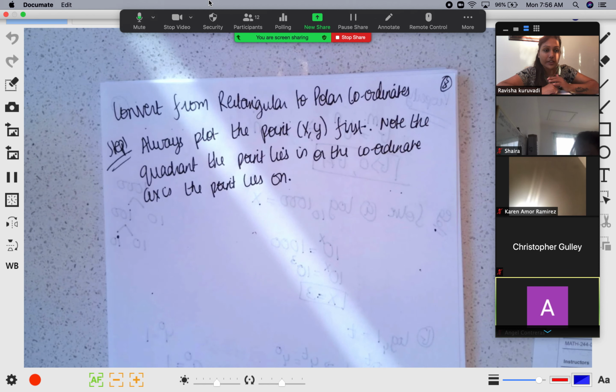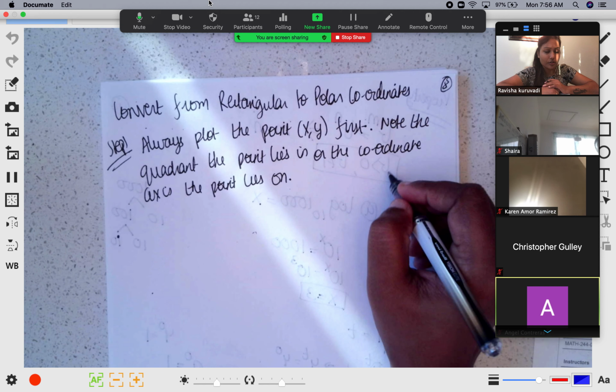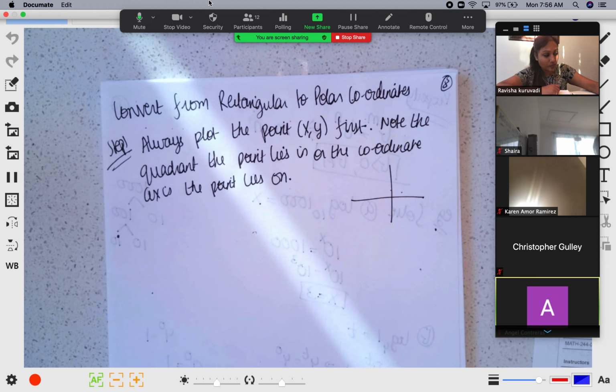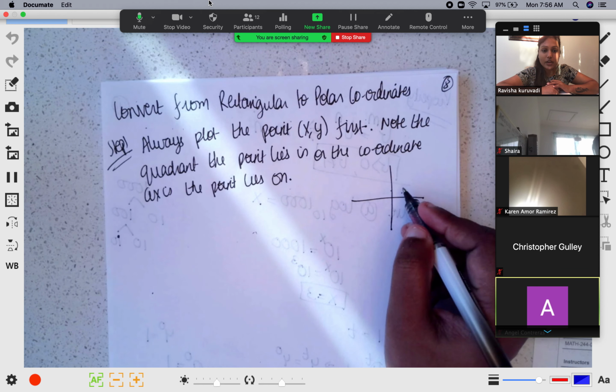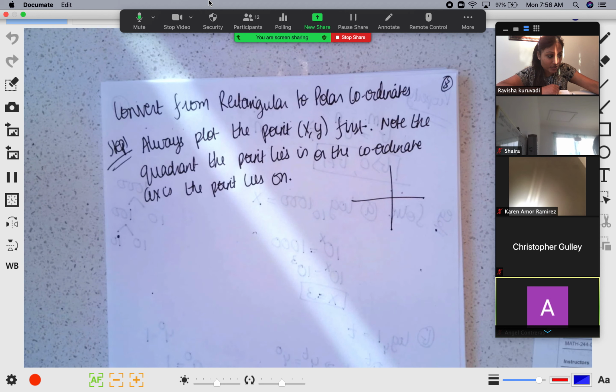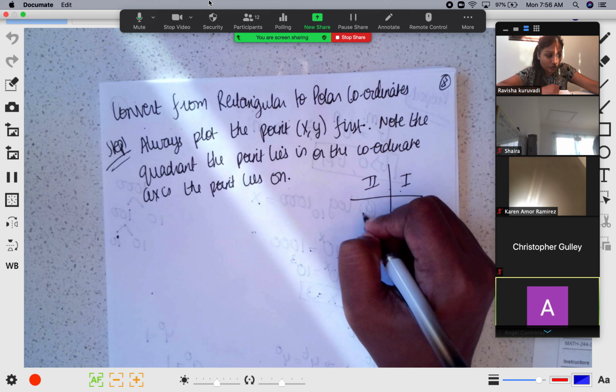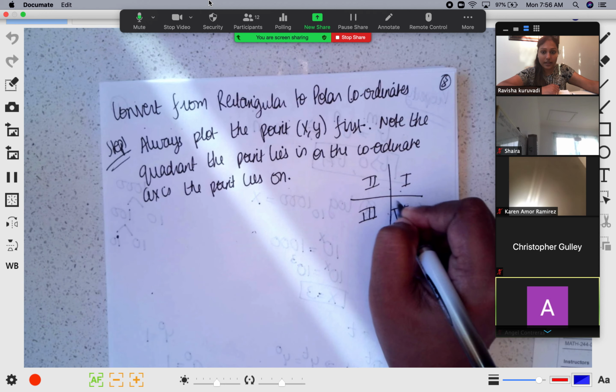So basically your first step is to plot that point and figure out which quadrant it lies in, or if it lies on a line, figure out where on the line it lies. Your point is in rectangular coordinates, so that's how you graph it: you plot the point and figure out whether it's in the first, second, third or fourth quadrant, or whether it lies on a line.